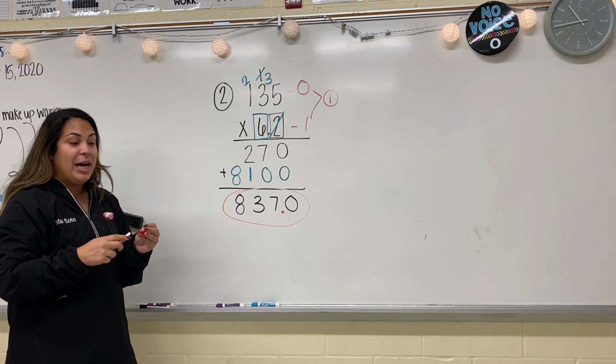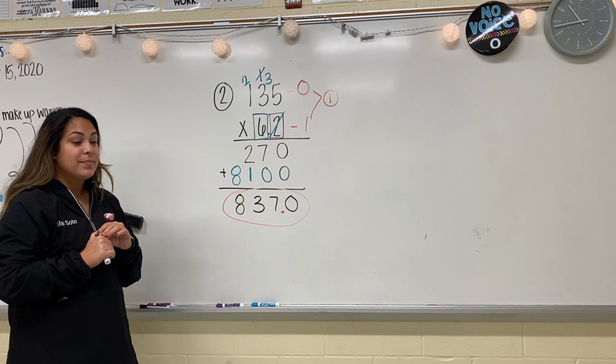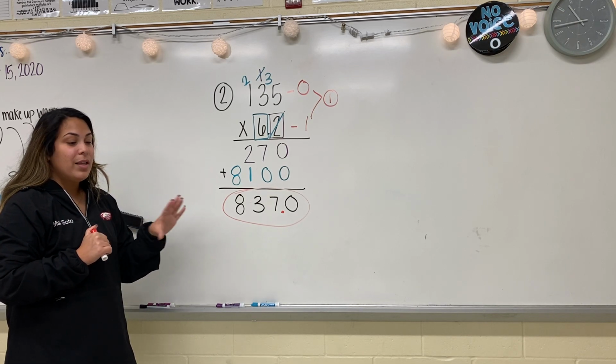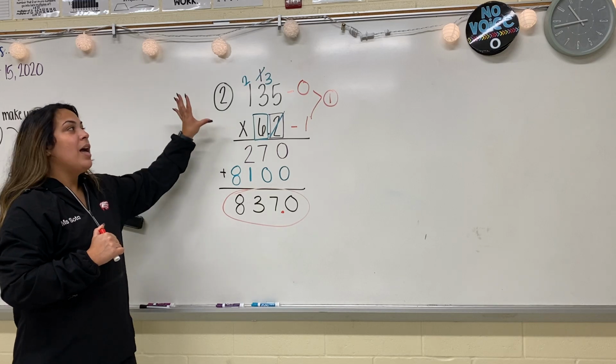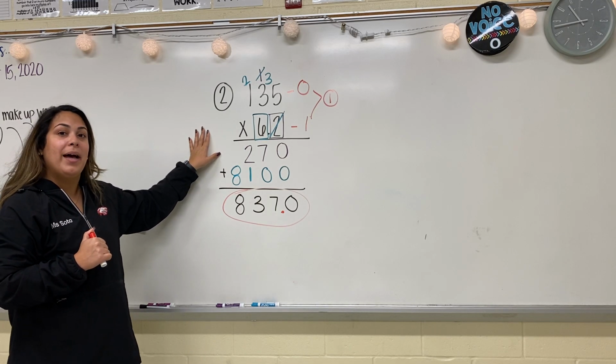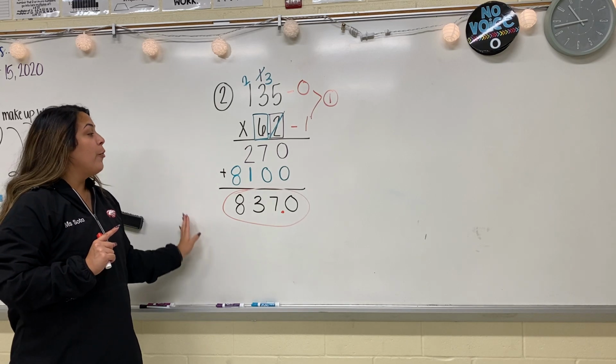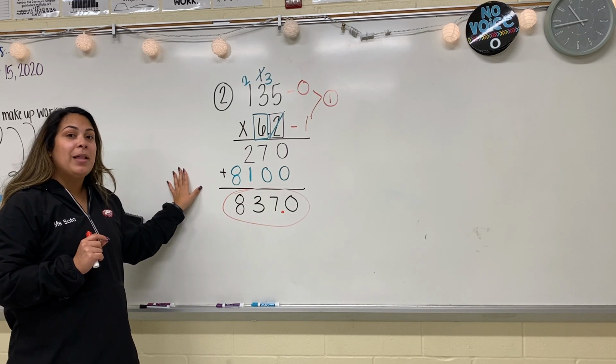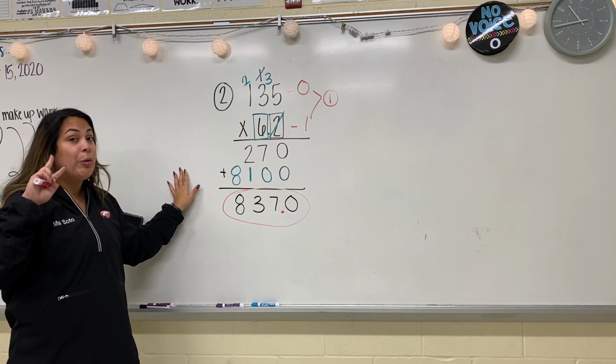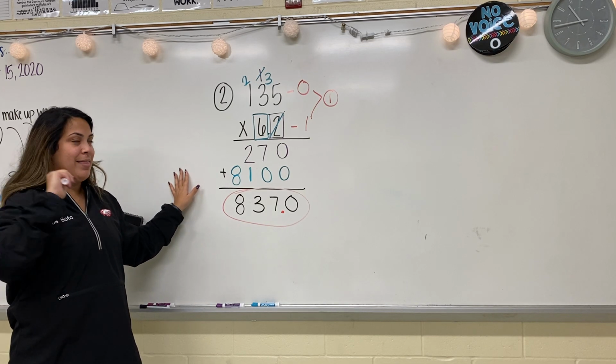All right, so now that we worked with multiplying by a decimal with one number behind the decimal point, we're going to move on and multiply numbers with two numbers behind the decimal point.